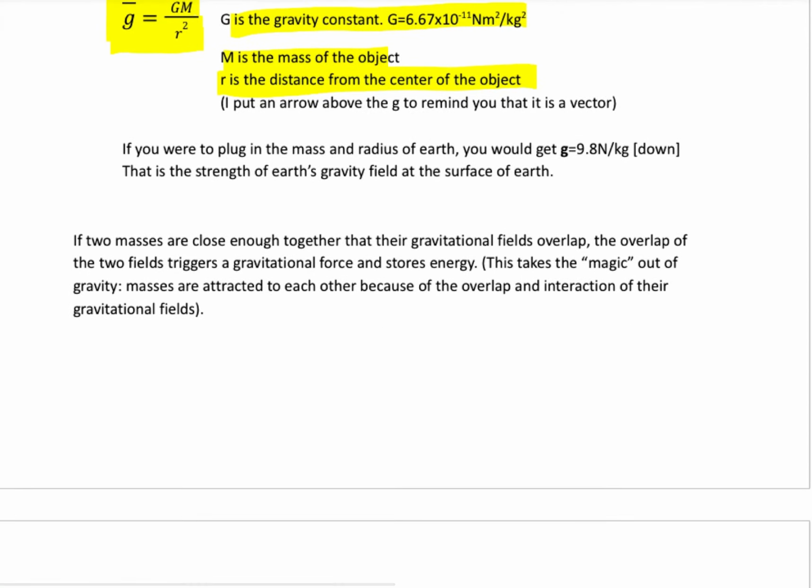So anything with mass is surrounded by this invisible gravitational field. The force comes from this: if we have two masses close enough together that their gravitational fields overlap, that's what mediates and creates the force. Two fields interacting with each other create the force and store energy. There's no magic anymore. It's the interaction and overlap of fields that creates this force and stores the energy.